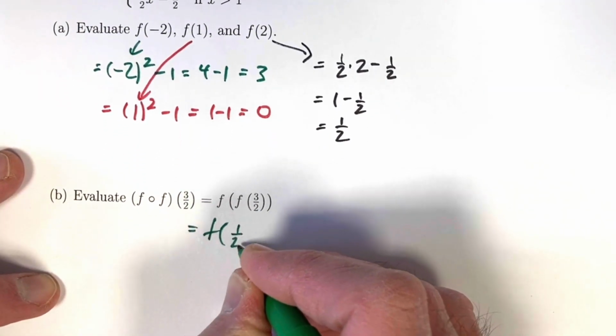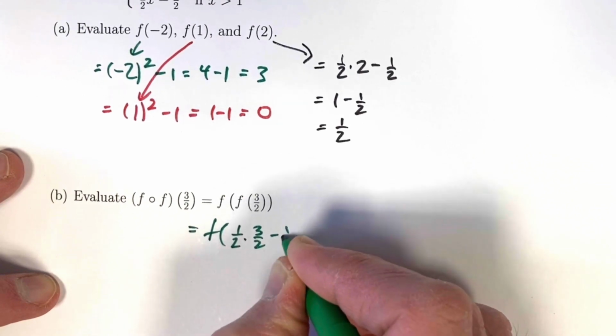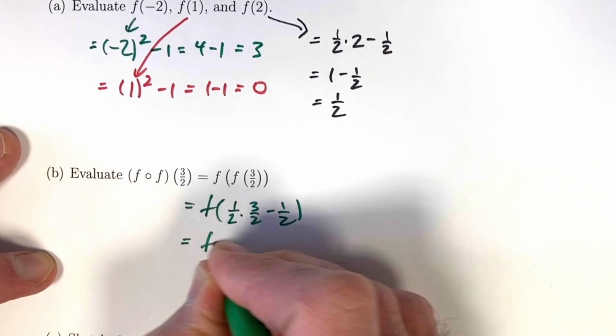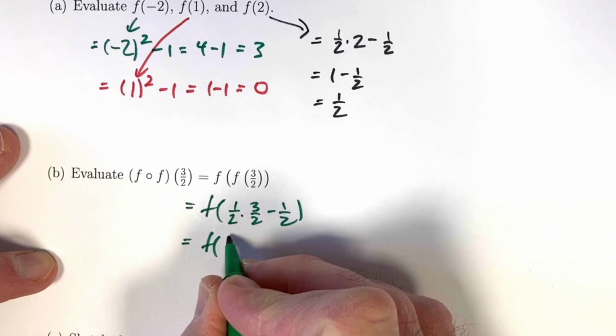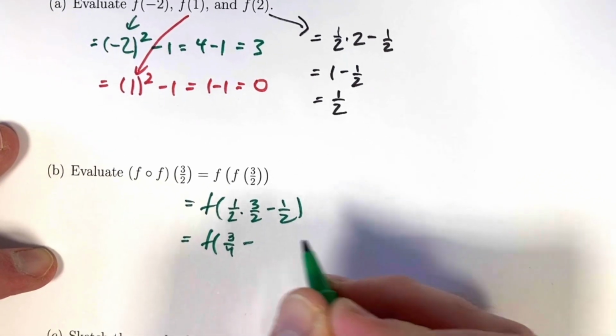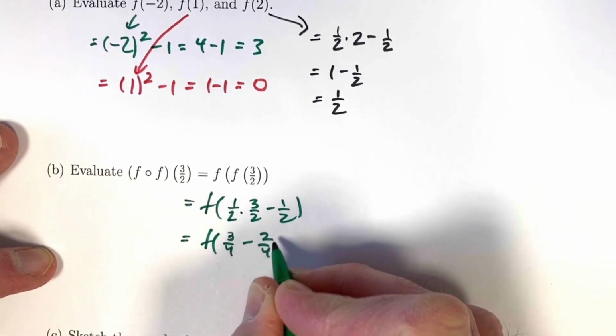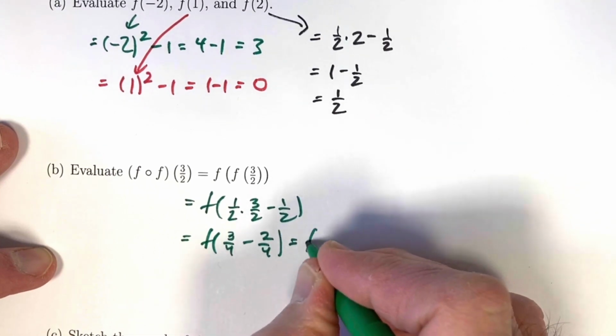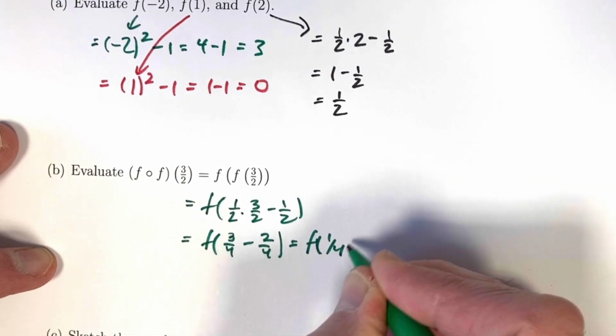So I get 1/2 times 3/2 minus 1/2. Simplify that. 1/2 times 3/2 is 3/4. 1/2 is the same as 2/4. So I'm ultimately evaluating f of 1/4.